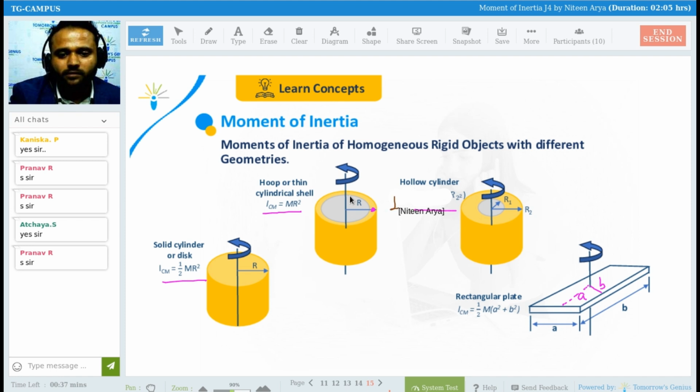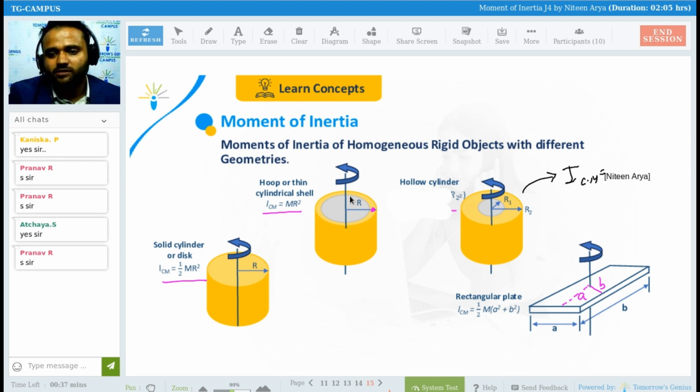But I can write I center of mass. I need to remove this then also. 1 by 2 m. I can't write that small. So here I center of mass is nothing but 1 by 2 m (r1 to the power 2 plus r2 to the power 2).